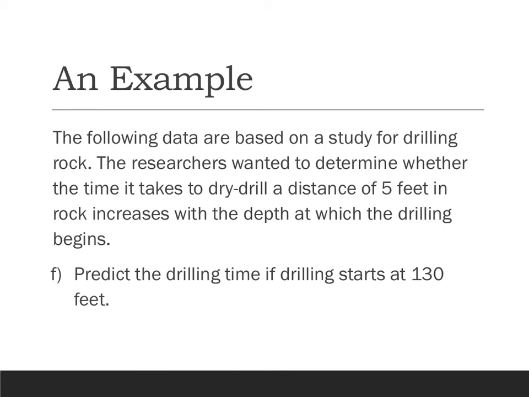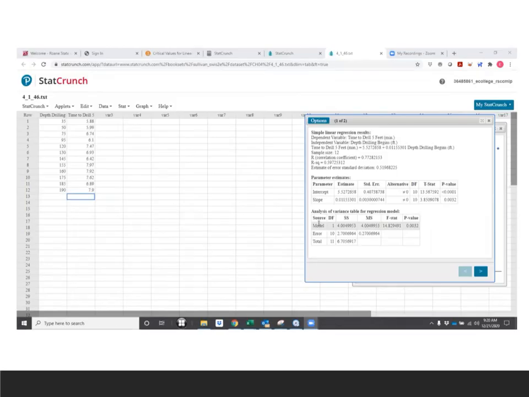Now that we've identified that we have a prediction line and we can use it, we're going to predict the drilling time if drilling starts at 130 feet. For the next part, we're asked to predict the drilling time if drilling starts at 130 feet. So this is a prediction, so we're not necessarily looking at the data over here where it says 130 feet took 6.93 minutes. That's not what we want. Instead, we want to use this equation that we found to predict what it should be based on this information that we have in order to get this least squared regression line.